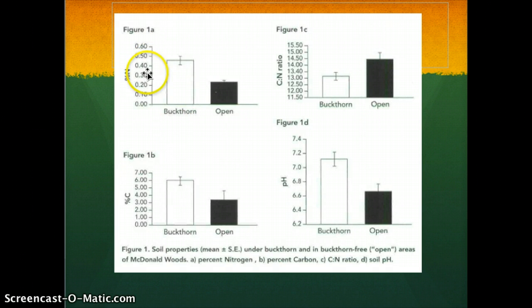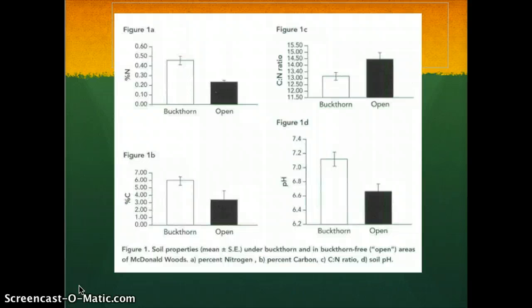First, in the top left, nitrogen is looked at. Clearly, in the buckthorn forest, the nitrogen levels are higher. The same can be said about the carbon levels and the pH. Now, one might say, oh, so buckthorn creates more nutrients. While yes, this is true, overproduction of nutrients is actually bad.